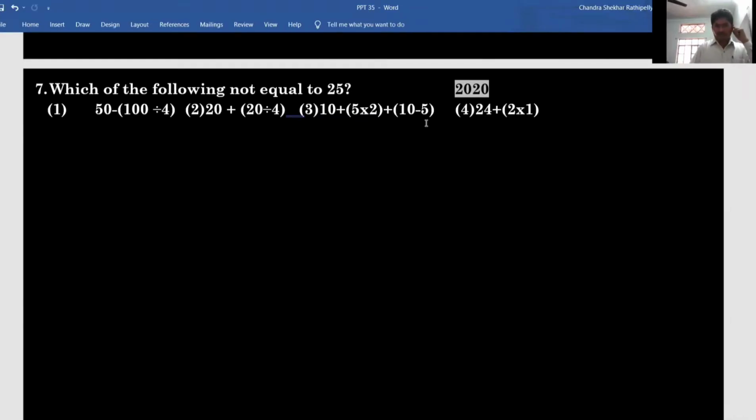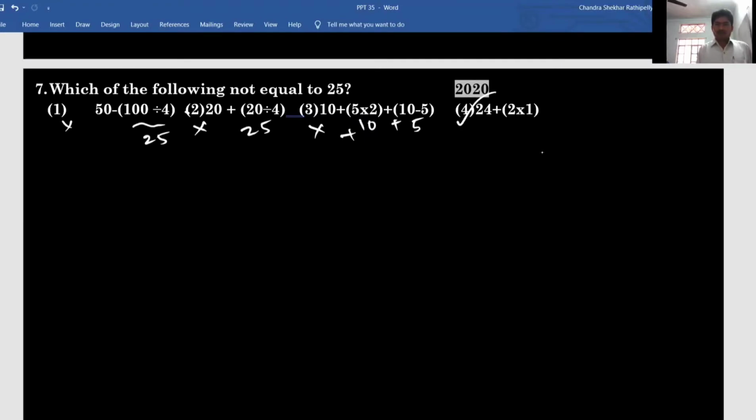7th one, which of the following is not equal to 25? So children, not equal to 25. 400 divided by 4 is equal to 25. 50 minus 25, 25 we will get. So this is not the correct option. 20 divided by 4, 4 5s are 5 plus 20, 25. So this is equal to 25, not the correct option. 10 minus 5, 5 4s are 20, 5 2s are 10, 10 plus 10, 20, 20 plus 5, 25. So this is not the correct option.